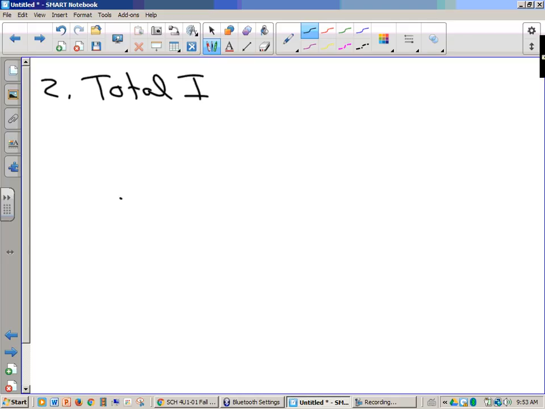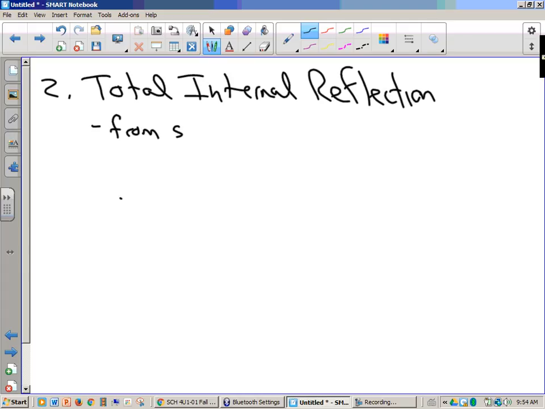Total internal reflection. Remember, total internal reflection was a special situation where we went from slow to fast, and we used that semicircular prism. But I'm going to just write down an example. So let's say here's our normal, and we shine a ray up here.